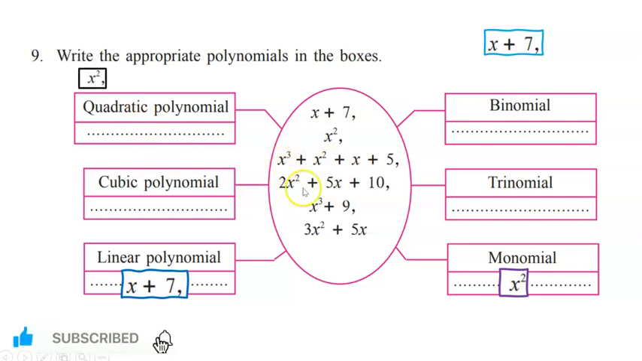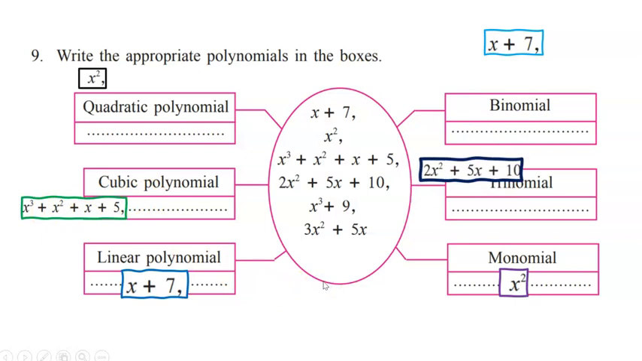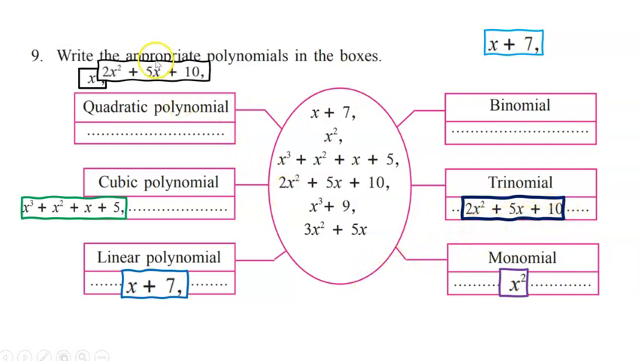Next, x cube plus x plus 5. It is a cubic polynomial. The highest power is 3. And here 2x square plus 5x plus 10. This is a trinomial. At the same time, it is a quadratic polynomial as well. But what about this x cube plus x square plus x plus 5? This is only a cubic polynomial. It has a position only on the left hand side, there is no position here.